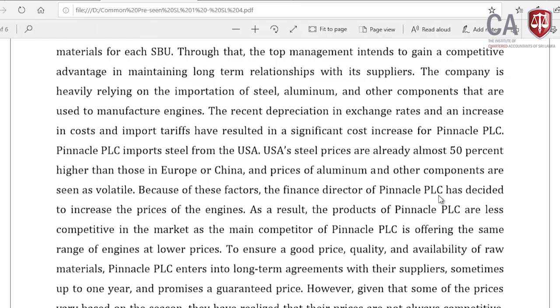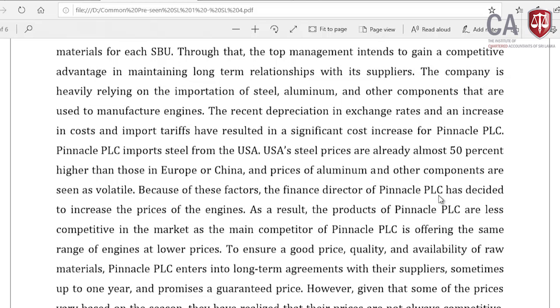To ensure good price, quality and availability of raw material, Pinnacle PLC enters into a long-term agreement with their suppliers, sometimes up to 1 year, and promises a guaranteed price. So, we have signed an agreement with the suppliers, long-term agreements sometimes up to 1 year, and promise a guaranteed price.